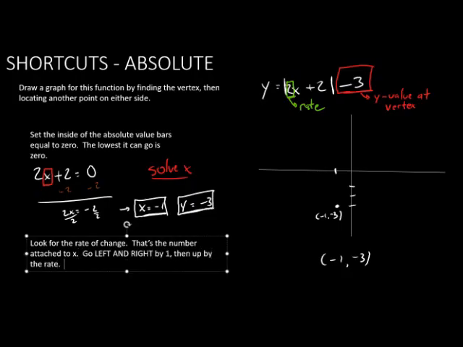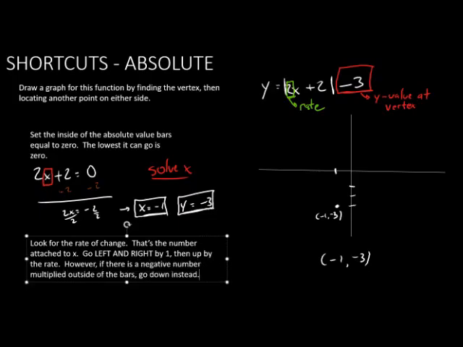However, if there is a negative outside of the absolute value bars, we would go down instead. If there is a negative number to multiply by, it would be written where I'm circling in orange, in between the equal sign and the bars. If this number is positive, or if there's no number at all, we will go up, and then if it's negative, we would go down. Since we have no number written in that position, we will go up by the rate of change.